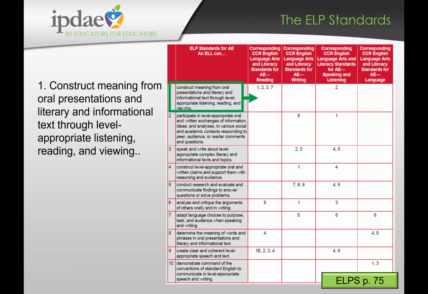Okay, and as you go across, we see some numbers underneath the language arts and literacy standards under reading. So we've got some reading standards that correlate with that ELP standard. Okay, and then we also have this number right here, which is the number 2, which stands for the second standard for the CCR standard for speaking and listening. So we've got multiple things.